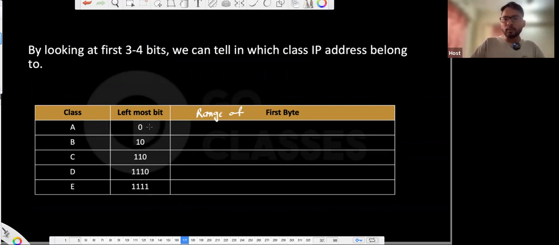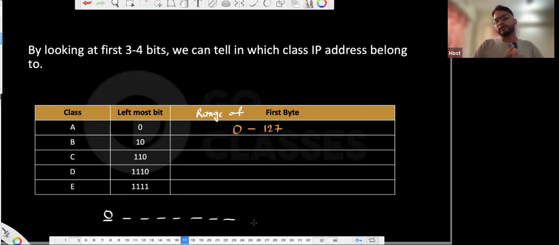Okay, so there are 31 other bits also in class A, right? This is just the first bit, which is 0 and fixed, and there are 31 other bits. Now they are saying first byte, which means the 7 bits remaining here: 1 2 3 4 5 6 7, right? If all are zeros, then the first byte will be 0. If all are ones, then the first byte will be 127, right? 127. Is this okay to everyone?